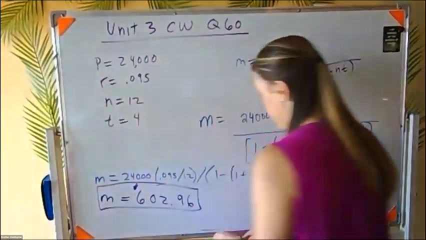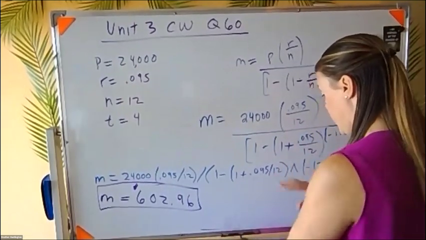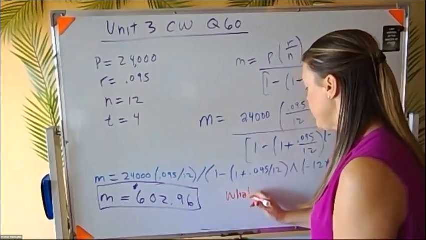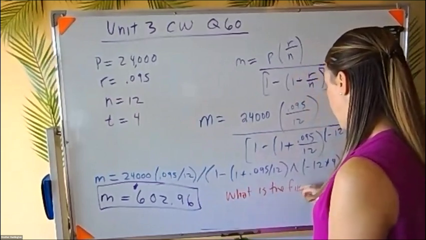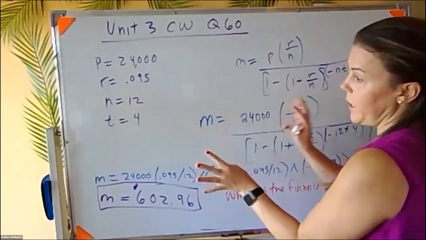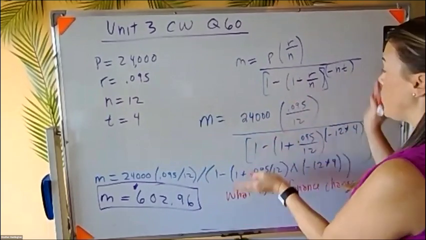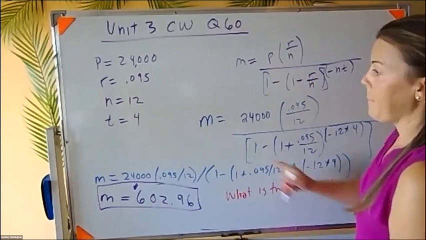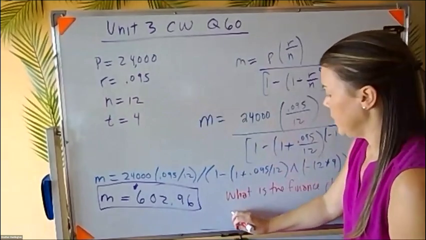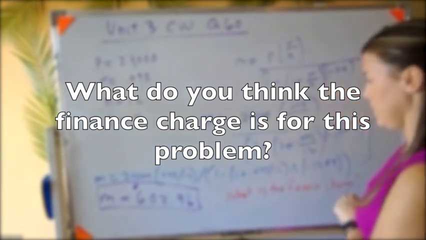Okay, so what's the finance charge then? I'm going to ask you an extra question. This is not part of the question here, but what is the finance charge? That's the amount of interest and fees, but we don't know of any fees here. So basically, we want to know what is the total interest that we've paid. Over 4 years, we borrowed $24,000. Any guesses how much interest we've paid?